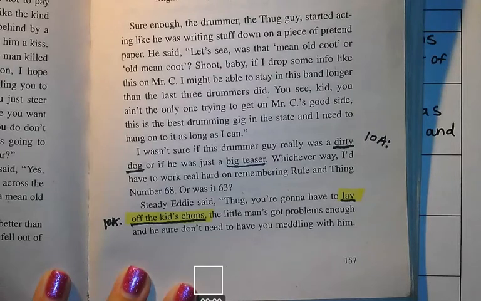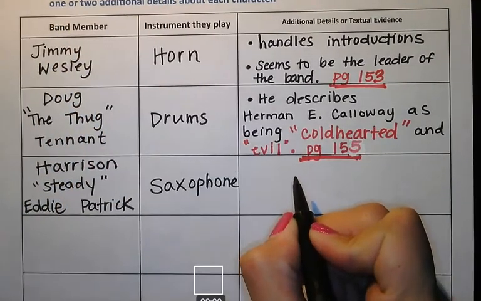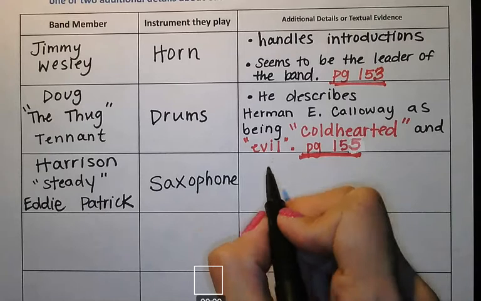The little man's got problems enough, and he sure don't need to have you meddling with him. What do we think that means? Go ahead and pause the video now and think about that question. Steady Eddie is trying to actually defend Bud and tells Thug to lay off his chops. So he's essentially trying to defend Bud because of some teasing that's going on.